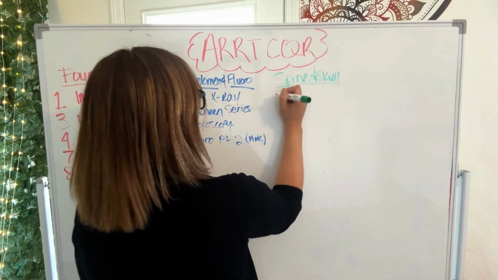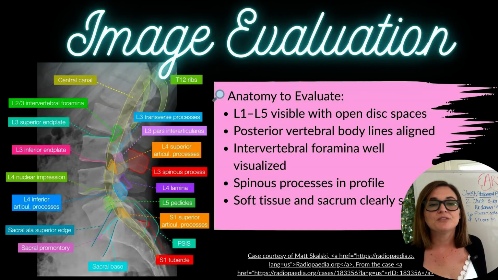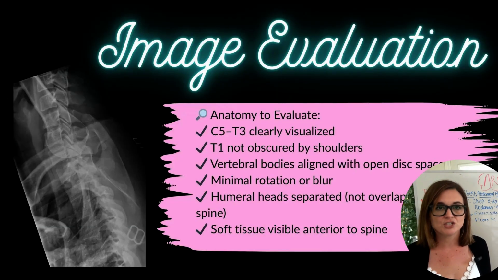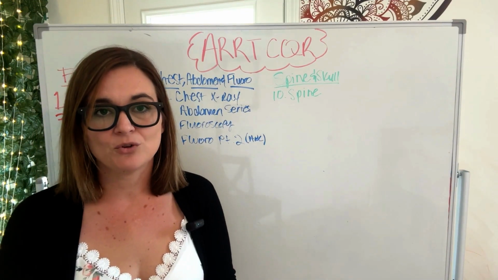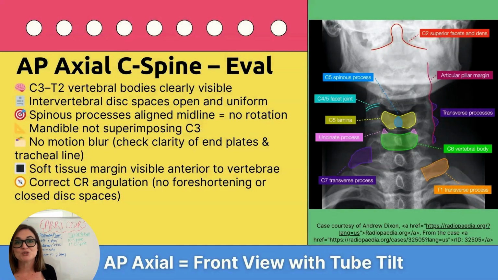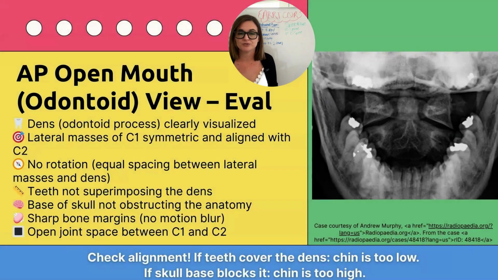Next came the spine series. Cervical, thoracic, lumbar. We went through AP, lateral, obliques, swimmers, and flexion extension views. Because of how difficult the cervical spine can be, we dedicated an extra episode to cervical spine, covering trauma, cross-table laterals, obliques, and special odontoid views.